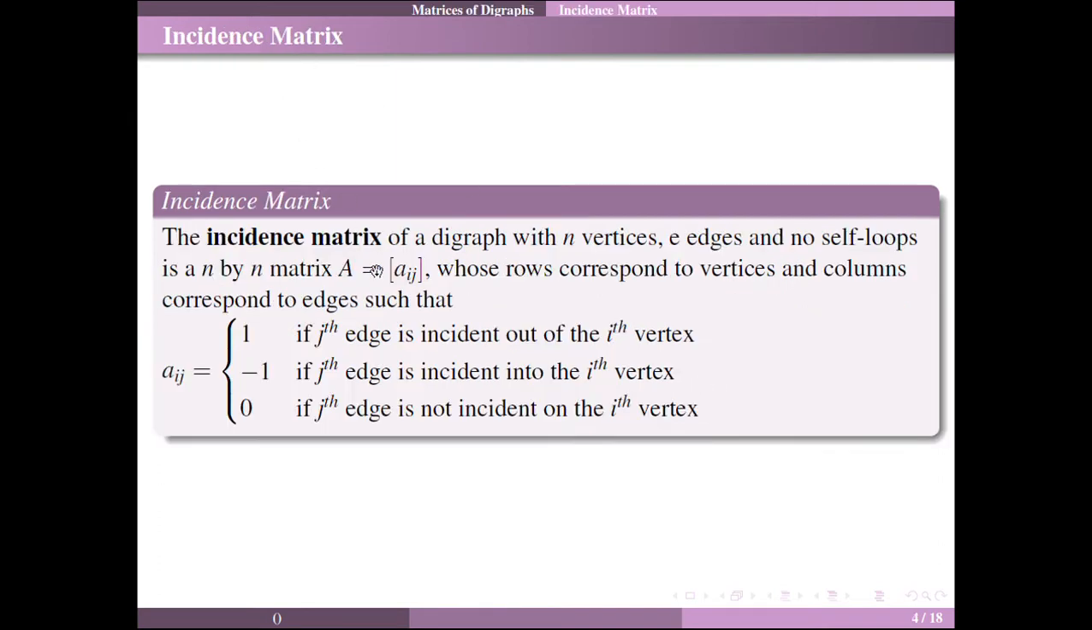The incidence matrix of a digraph, denoted as capital A, is an n by m matrix whose rows correspond to vertices and columns correspond to edges, and each element Aij is assigned three values: +1, -1 or 0. Aij is assigned value 1 if the jth edge is incident out of the ith vertex. Aij is assigned value -1 if the jth edge is incident into the ith vertex, and Aij is equal to 0 if the jth edge is not incident on the ith vertex.